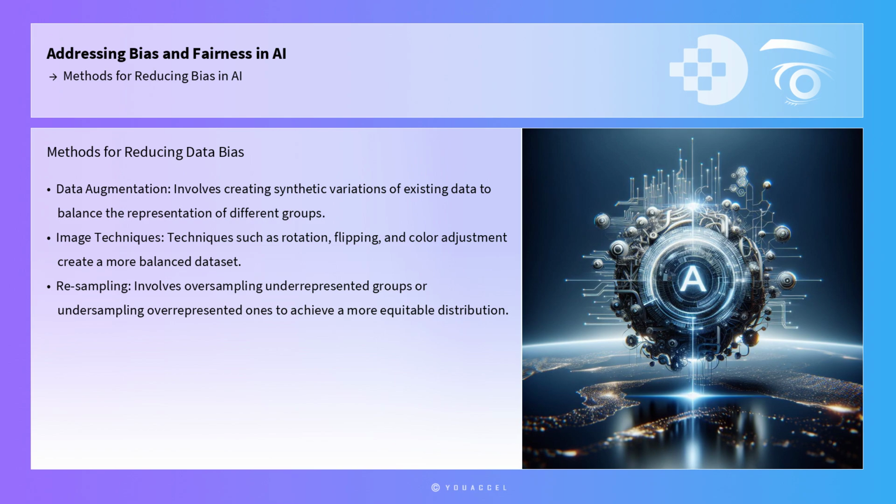One actionable method for reducing data bias is through data augmentation and resampling techniques. Data augmentation involves creating synthetic variations of existing data to balance the representation of different groups. For example, in image recognition tasks, techniques such as rotation, flipping, and color adjustment can create a more balanced dataset. Resampling, on the other hand, involves oversampling underrepresented groups or undersampling overrepresented ones to achieve a more equitable distribution. These methods help ensure that AI models do not disproportionately favor any group, thereby promoting fairness.